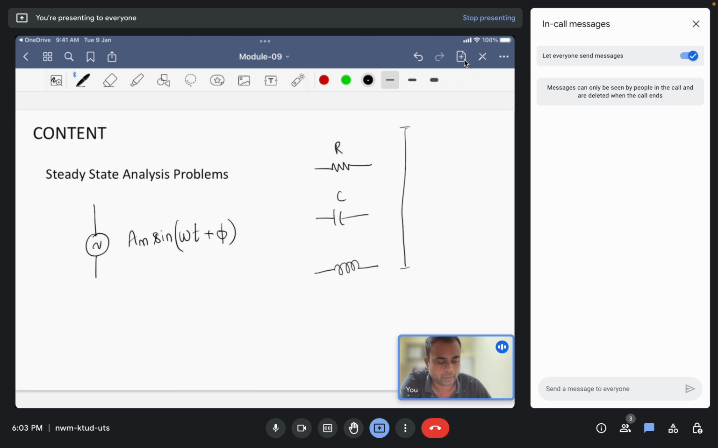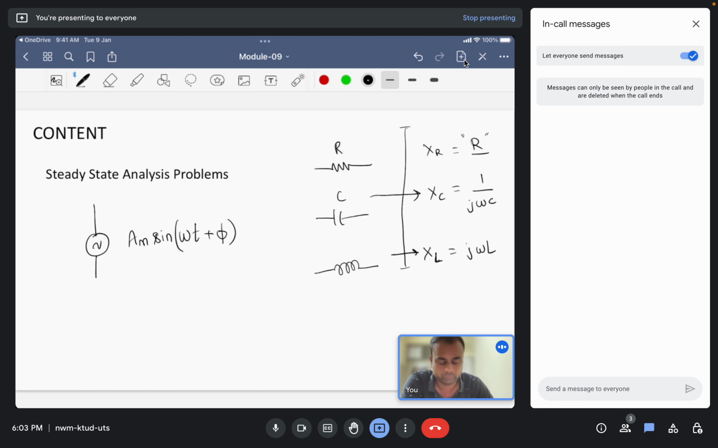In case of a capacitor, we'll write the impedance XC as 1 upon j omega C. For a resistor, the resistance is equal to the impedance, that is R. It doesn't depend on the frequency of the supply, whether it is a DC source or an AC source, the resistance remains R. And for the inductor, the inductive impedance XL will be given by j omega L.